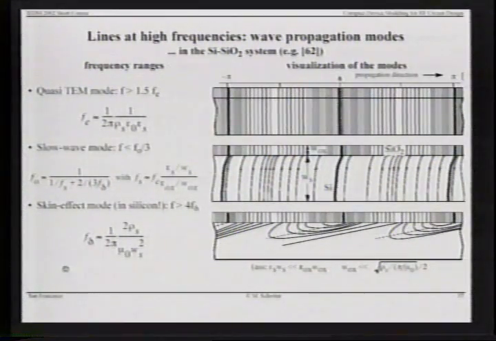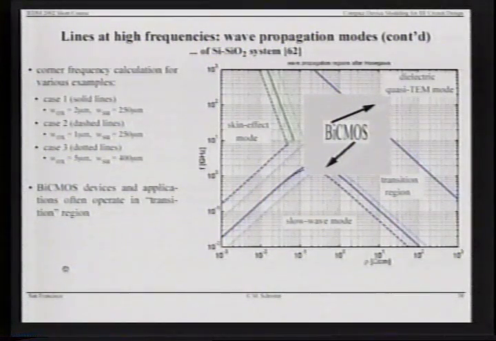I want to skip this transparency, and you can flip back and forth, but I can't on the computer. So what the previous transparency had were the frequency limits in terms of analytical equations for the various modes of operation that are drawn here as lines for a variety of cases of oxide thickness, so insulator thickness, and substrate thickness. And what the figure shows are the various modes of operation of waves on those lines. There's a skin effect mode, there is a quasi-TEM mode, and a slow wave mode.